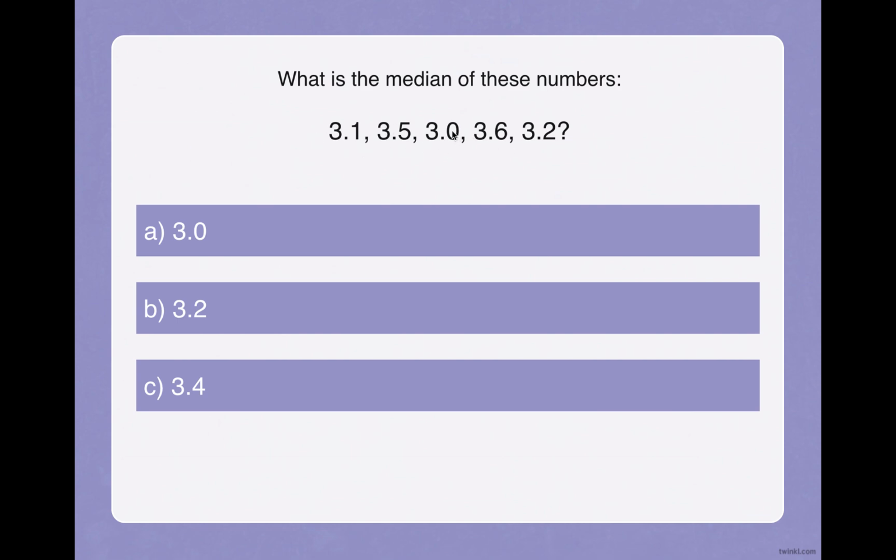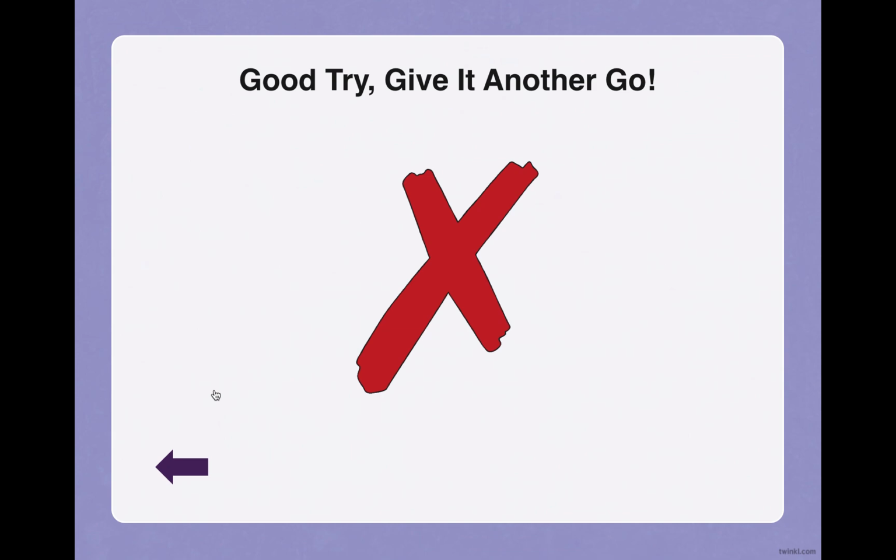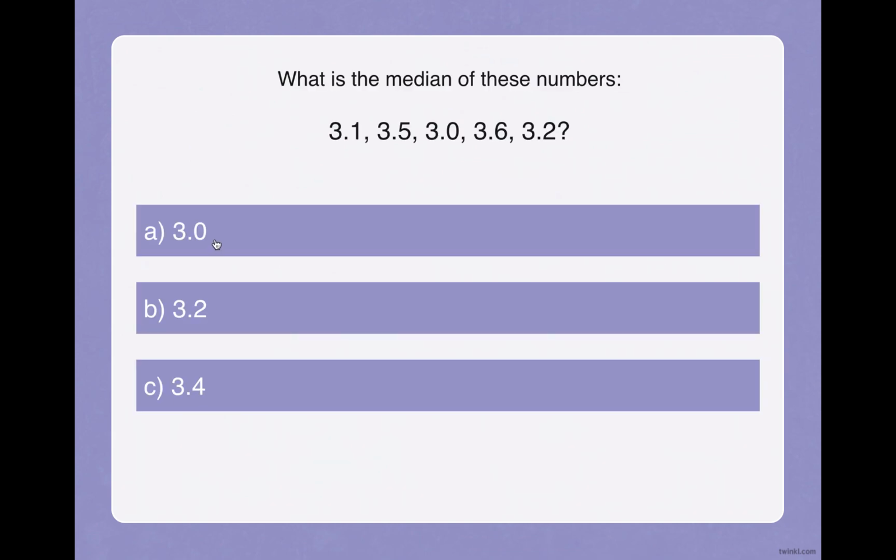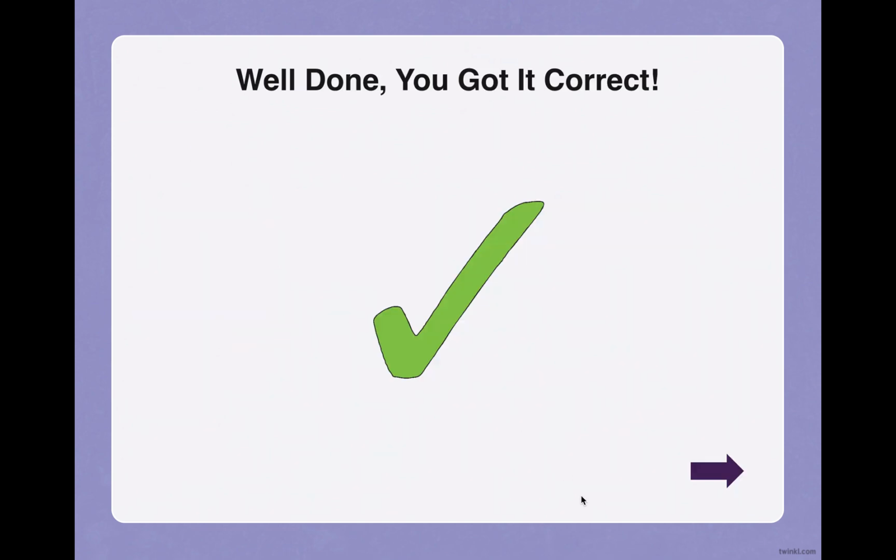So I would have to move this one, 3, to the front, then 3.1, 3.2, 3.5, 3.6. So which number would end up in the middle? At the moment we have 3, but it's not 3. So let's see. No. And it's not this one. So guess what? The median is going to be 3.2.